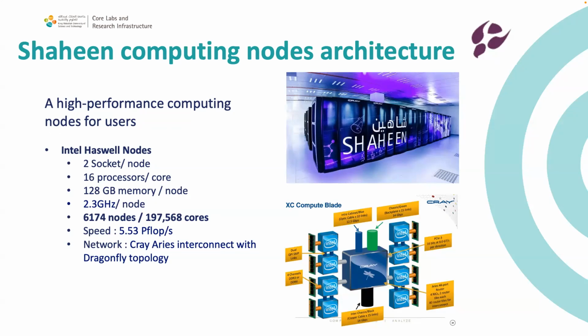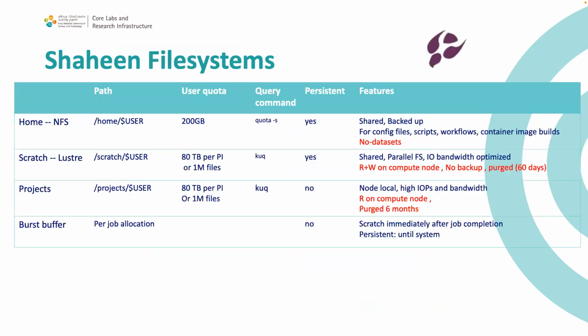That is helped also by the network connection that they have, called Dragonfly. It will provide you with a speed that is unheard of on your desktop or your laptop. Shaheen also has some file systems that you should be aware of. You have your home, your Scratch, your projects, and something called burst buffer. Those of you that attended Shaheen 101 are familiar with this terminology.